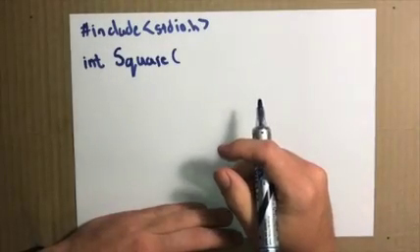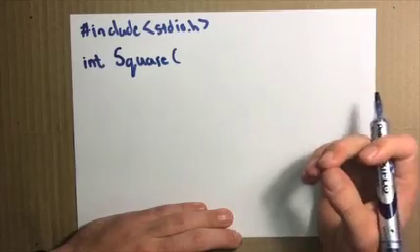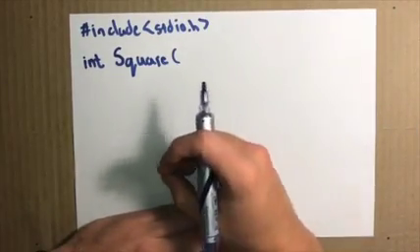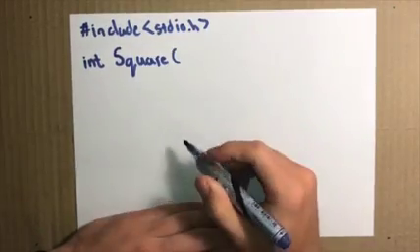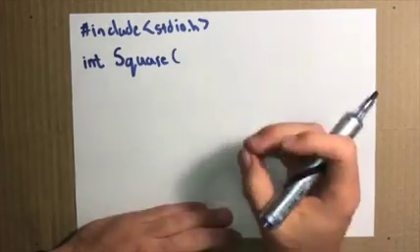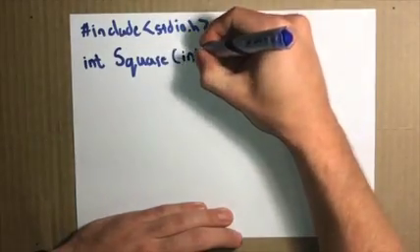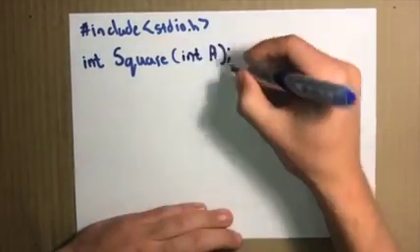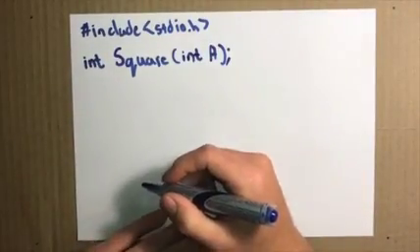And how many parameters does this function need? What does this function need to receive from the main program, or where it was called, to be able to calculate the square of a number? It needs one variable or one number, and thus we are going to need one integer. Okay, so that's our function prototype.